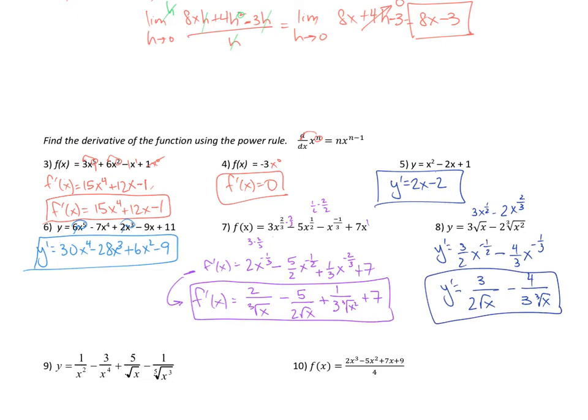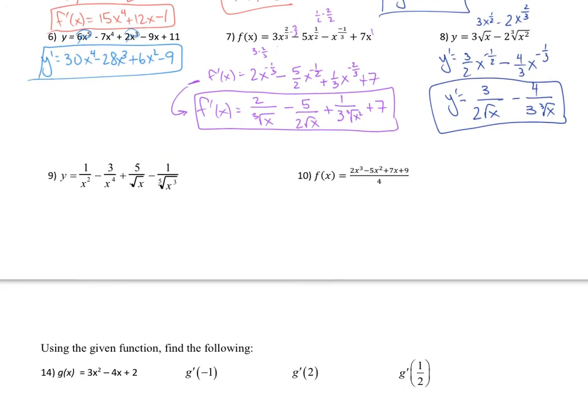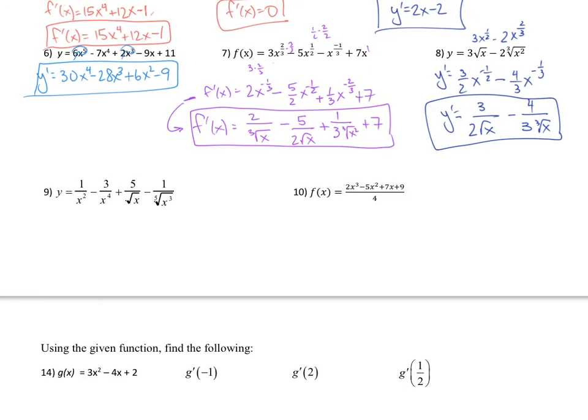All right, let's move on to number 9 and see what we got going on here. Okay, for this particular problem, we have y equaling 1 over x squared. So what I want to do is rewrite this whole thing to be x to the negative 2 minus 3x to the negative 4 plus 5x to the negative 1/2 minus x to the negative 3/5. So I'm going to rewrite that whole thing like that. Now I can take the derivative a little bit easier.